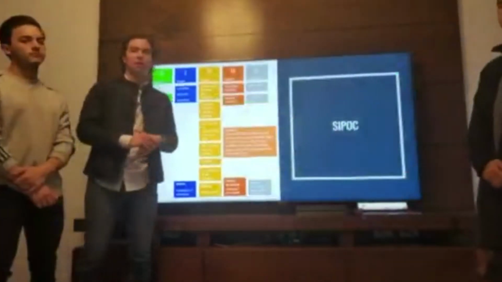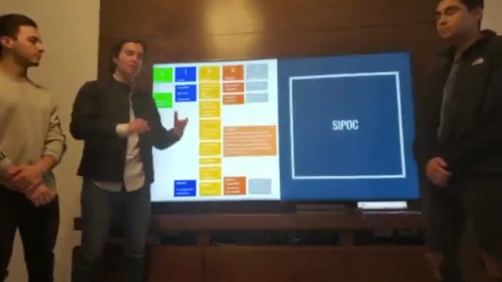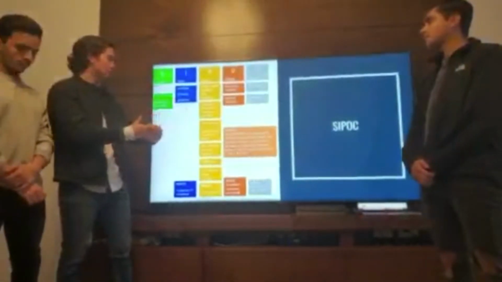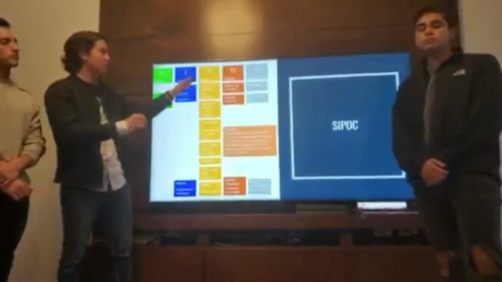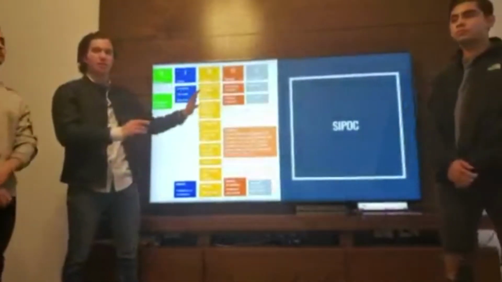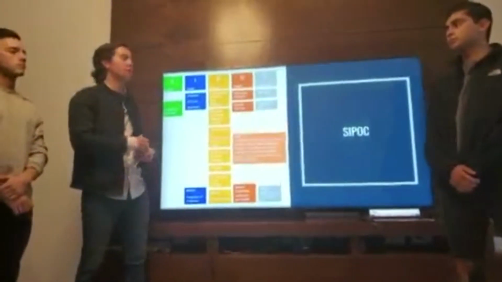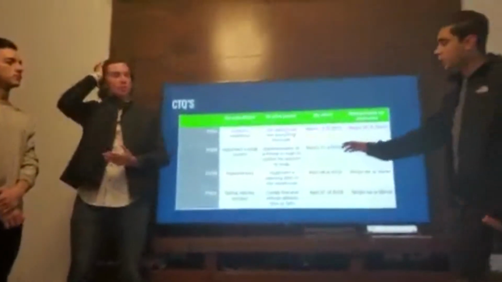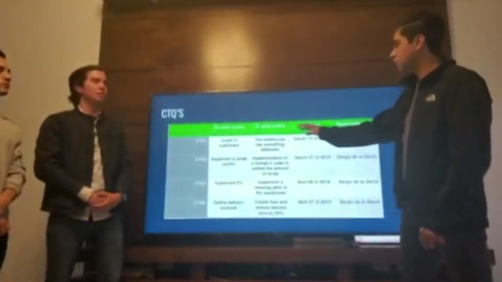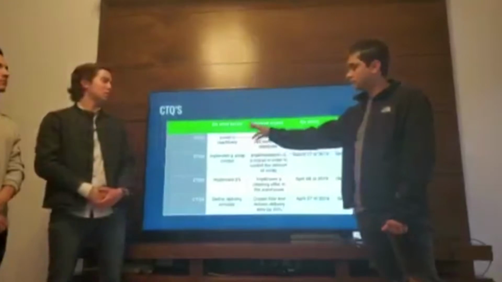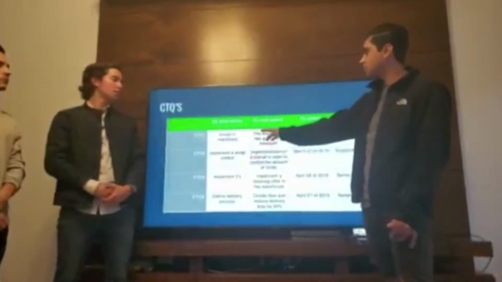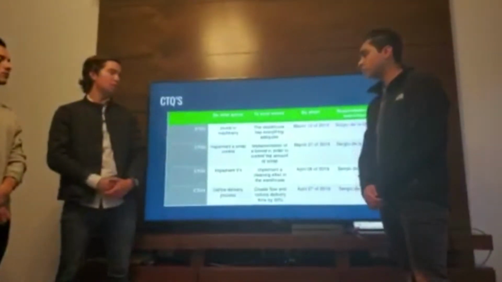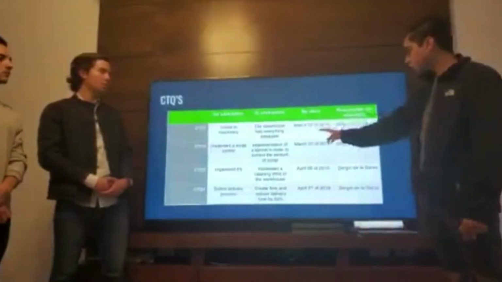First, we start with a simple diagram that identifies our suppliers, our inputs, our process, our outputs, and our customers. We identify in this diagram that the process is the main problem on which we have to focus all of our actions. In this table, we define our 4 principal CTQs by the 4 objectives, that is, invest in machinery, implement scrap control, implement 5S, and define the delivery process for the period of March to April.